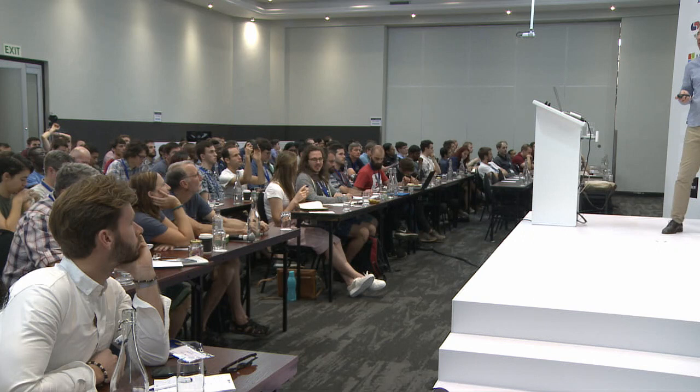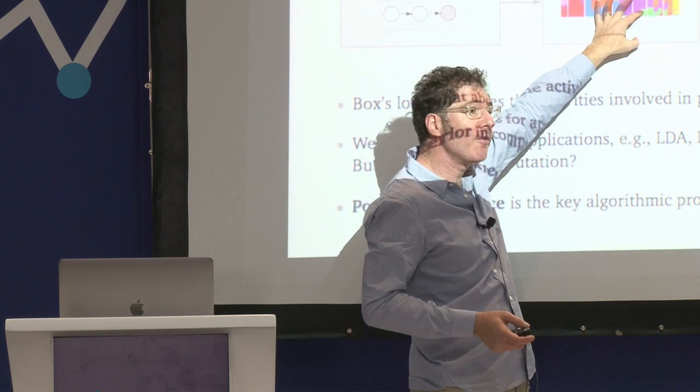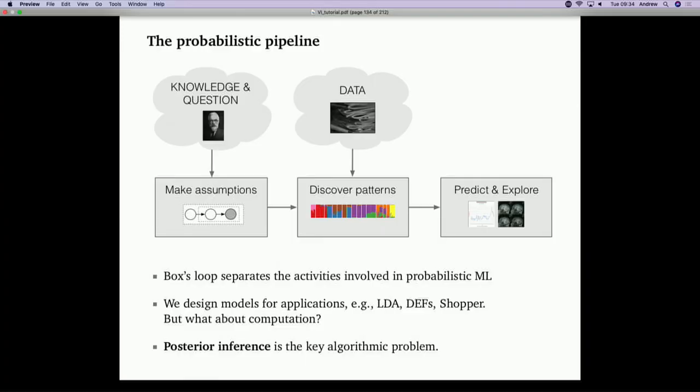Okay, so at this point, I want to pop up to 100,000 feet to look again at the big picture and discuss what we've covered, and then we're going to get back into some more details. So remember this picture. We have our knowledge of the world and a question we want to answer. We use it to form a model, LDA, whatever. We then take our data and our model, and we infer the posterior, and then we use that posterior to do something, text analysis or econometric counterfactual analysis or whatever it is we're doing.